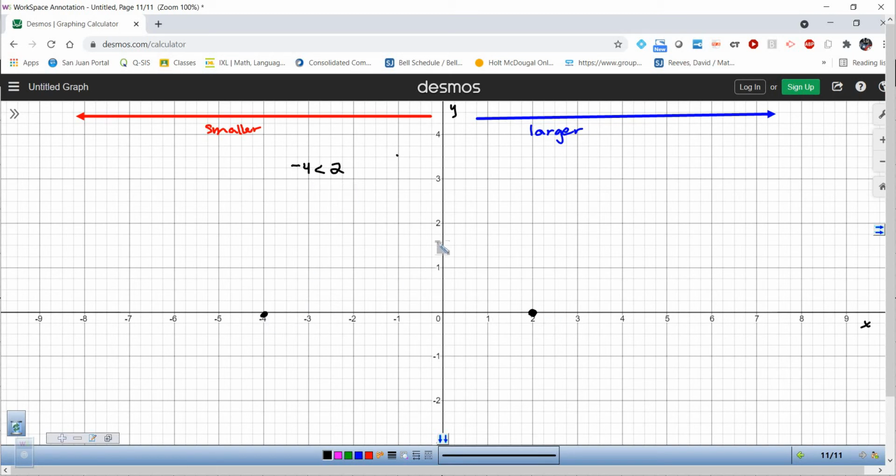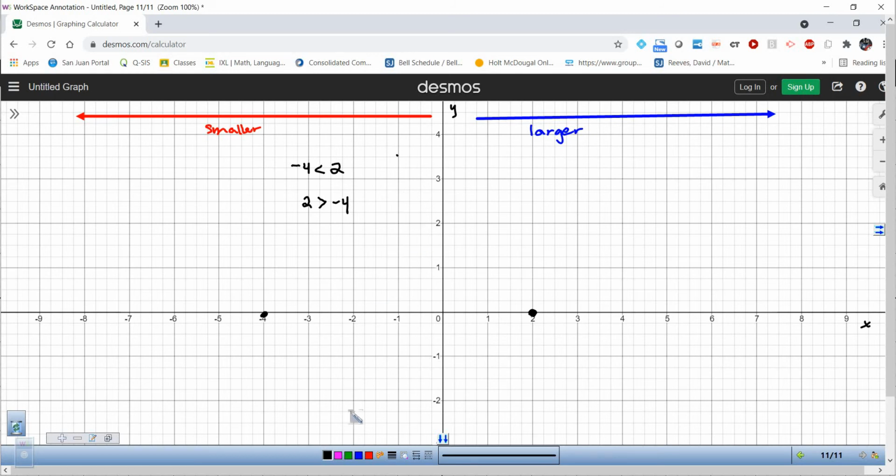-4 is smaller than 2 because as we go this direction, they're smaller, and definitely -4 is going to the left compared to 2. Or we could say 2 is greater than -4 because it's larger. See how it's on the larger side over here and the smaller side there.